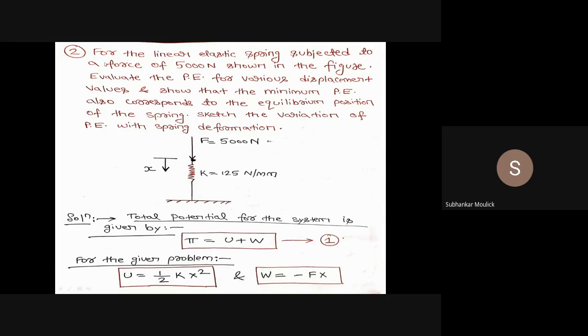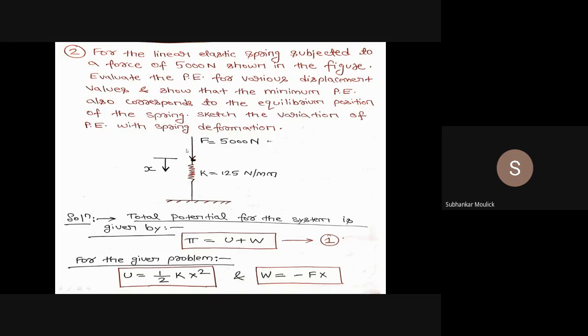The problem is for the linear elastic spring subjected to a force of 5000 Newton shown in the figure. This is a spring element. One end of the spring element is subjected to a compressive load of 5000 Newton. Evaluate the potential energy, PE means potential energy, I have written in short, for various displacement values. Understand the problem. You have to evaluate potential energy for various displacement values and show that the minimum potential energy corresponds to the equilibrium position of the spring.